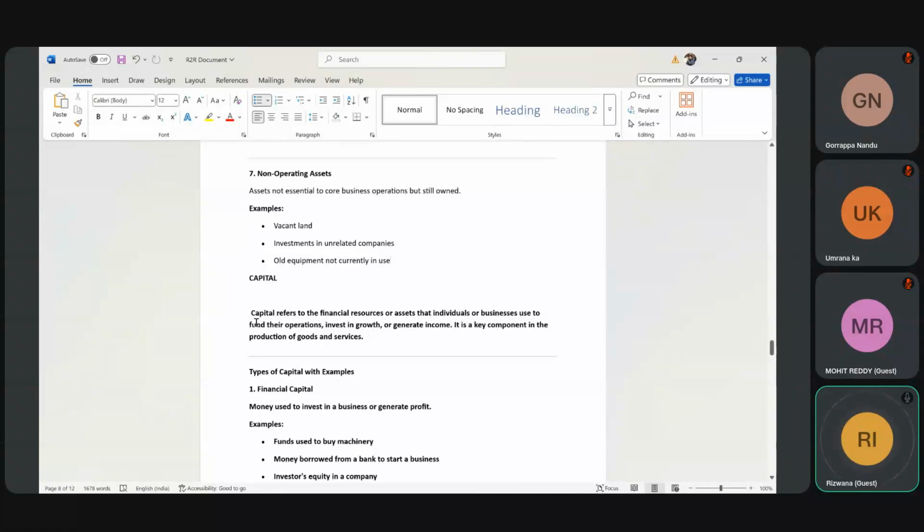Capital. What is capital? Capital refers to a financial resource or assets that individuals or businesses use to fund their operations, invest in growth or generate income. It is a key component in the production of goods and services. Whatever an individual or owner invests in the business to operate or run it is capital. In simple language, investment made by an owner to run the business is capital. So in brief, capital refers to financial resources or assets that individuals or businesses use to fund their operations, invest in growth, or generate income. It is a key component in the production of goods and services.